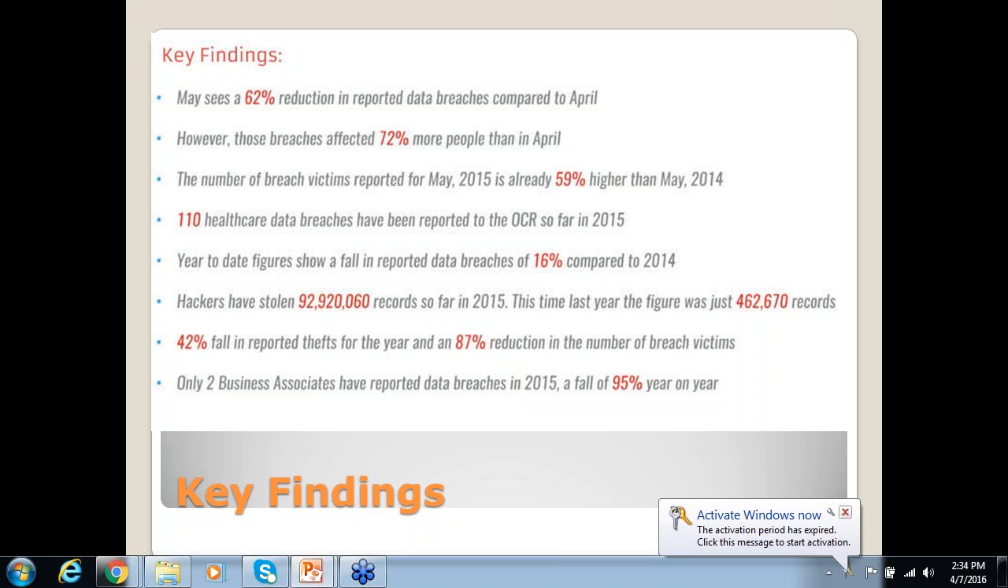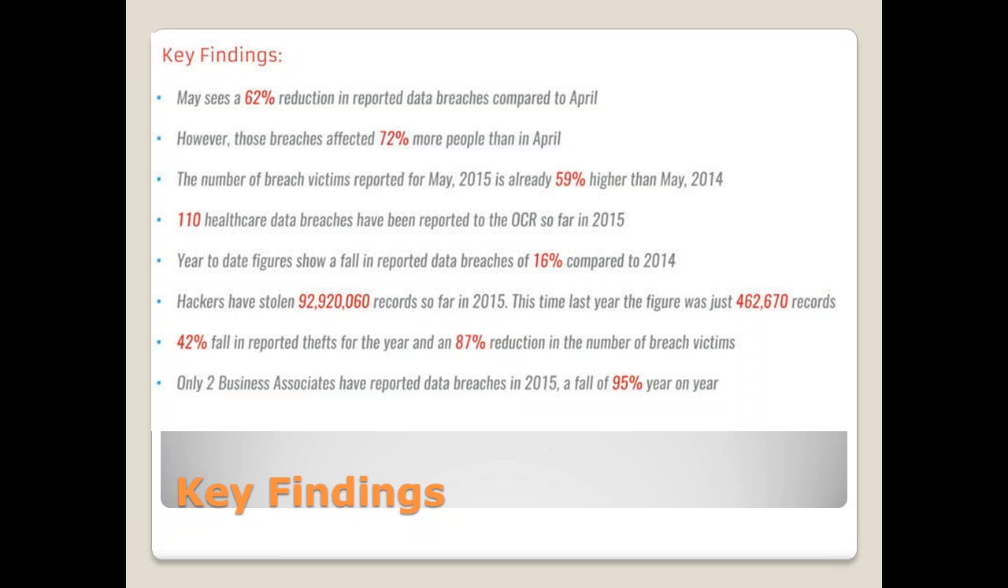I think the last bullet's kind of interesting too. Only 2 business associates reported data breaches in 2015. That's not a good thing. The government really wants us to report. So that would be a red flag to me. If I was in the Office for Civil Rights, I'd say, okay, I want to start looking at business associates. And business associates that are connected to the covered entity impose liability on the covered entity too. So just keep that in the back of your mind. If you have a contract with a business associate, you're not off the hook if they have a breach.